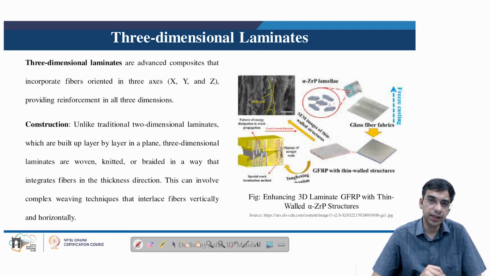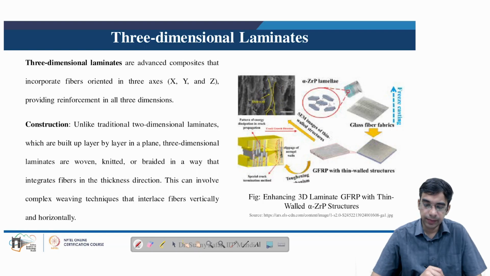Three-dimensional laminates are advanced composites incorporating fibers oriented in all three axes, that is X, Y and Z, providing reinforcement in three dimensions. Unlike two-dimensional laminates, which are built up layer by layer in a plane, three-dimensional laminates are woven, knitted and braided in such a way that fibers also integrate in the thickness direction. This can involve complex weaving techniques that interlace the fibers both vertically as well as horizontally.